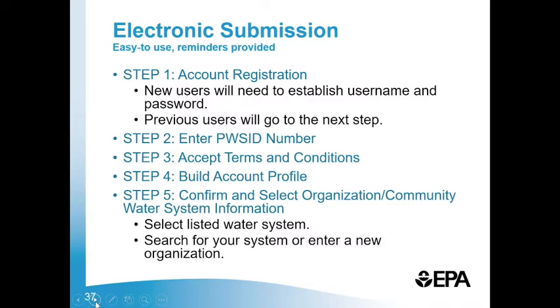So the electronic submission process is a simple 10-step process. You'll just go online, register for an account. You have to register and certify by PWS ID number. So if you're a utility that has multiple PWS ID numbers, you will certify by each individual PWS ID number. You're going to accept some basic terms and conditions, build your profile, and then confirm the information, making sure that we have you as confirmed with representing the correct organization.